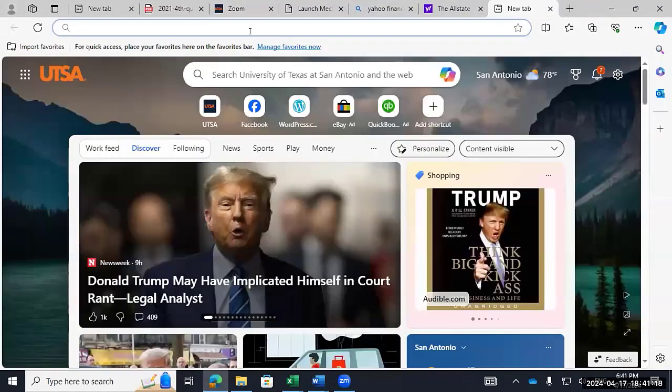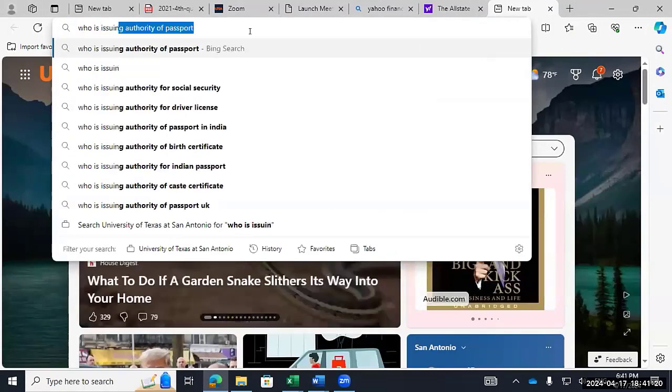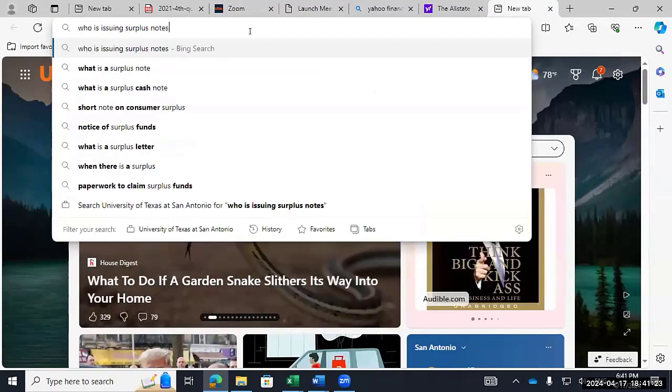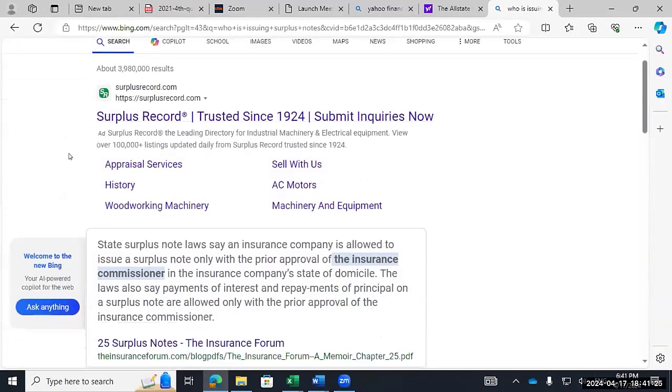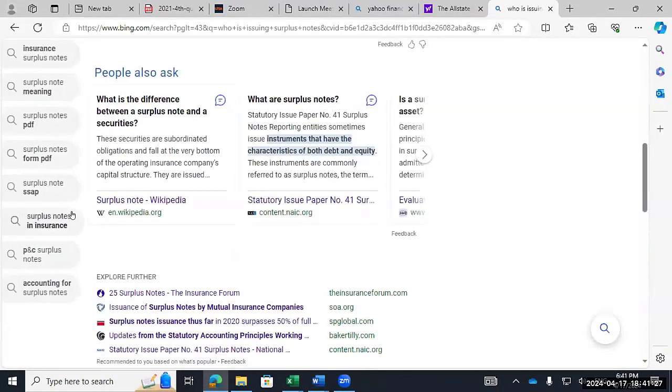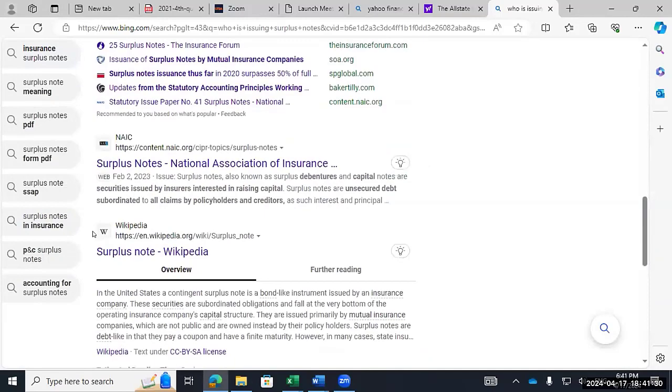Let's see who's issuing surplus notes. See if anybody comes up. Doesn't really tell us.